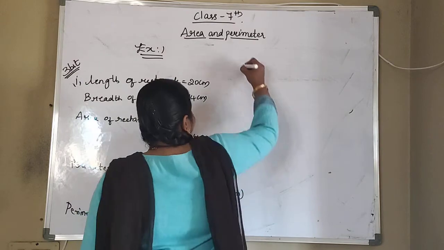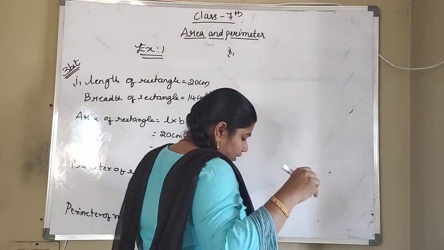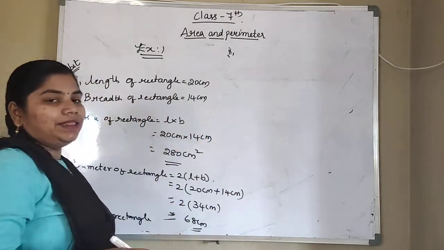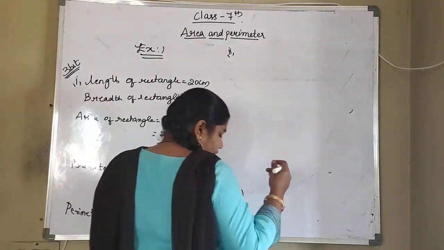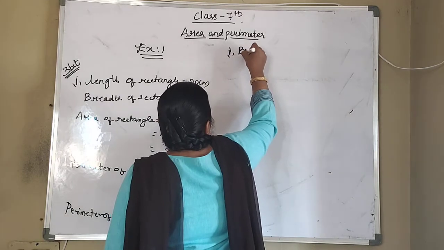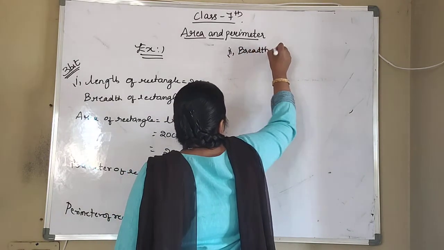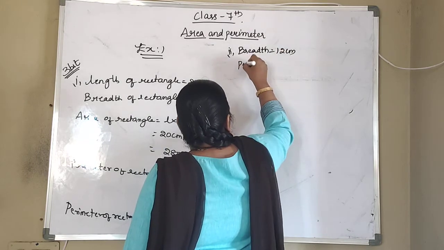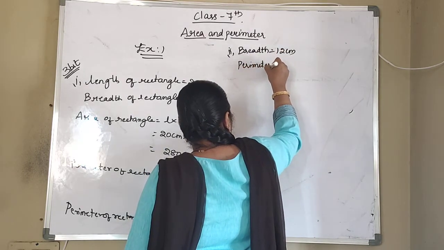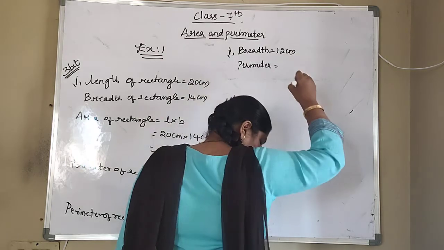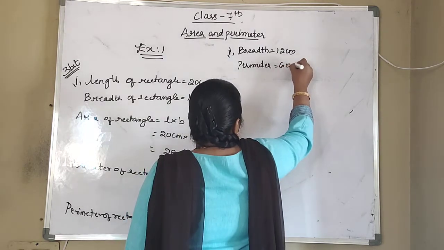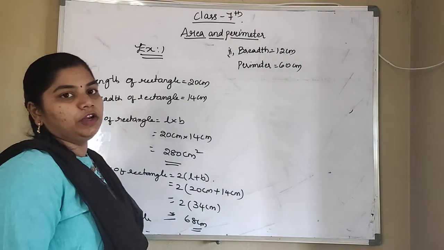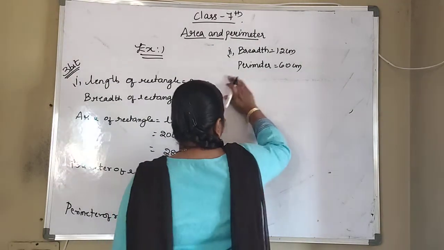So second one, in the second one they have given only the breadth value and the perimeter value. We have to find the length and area. So how to find it, we will see. Breadth they have given as 12 centimeters and perimeter they have given as 60 centimeters. So by using this information, first we have to find the length value.